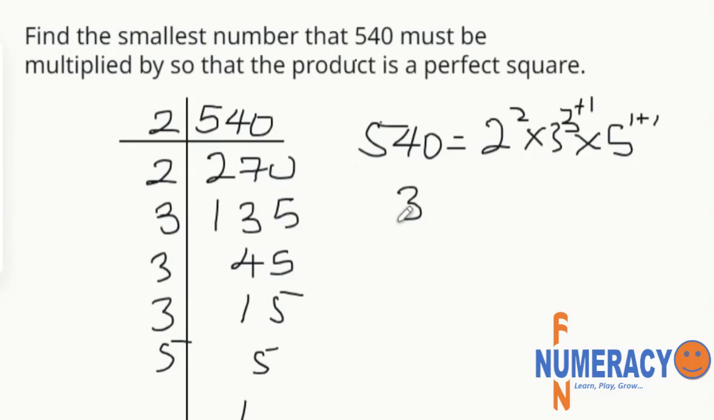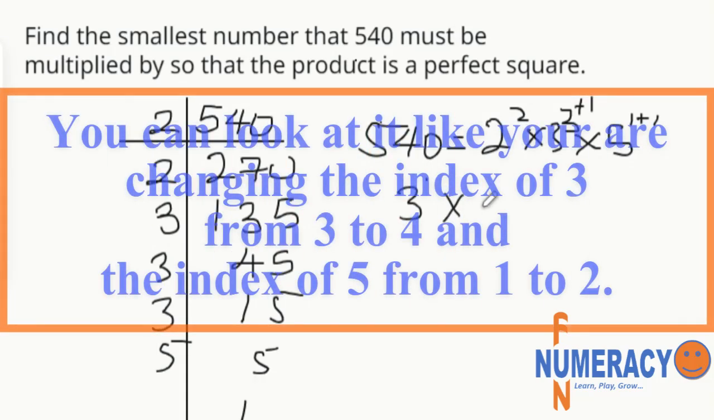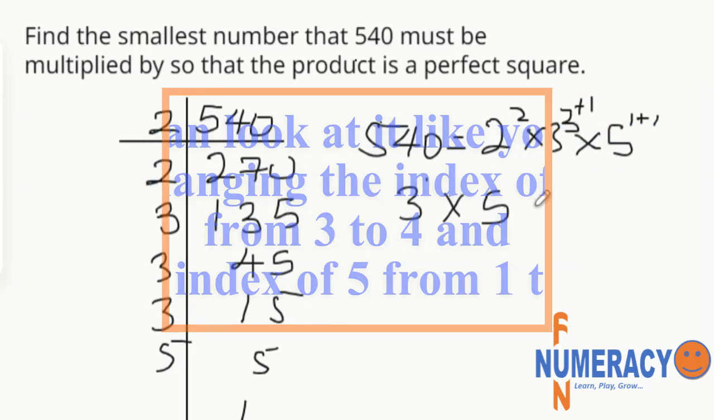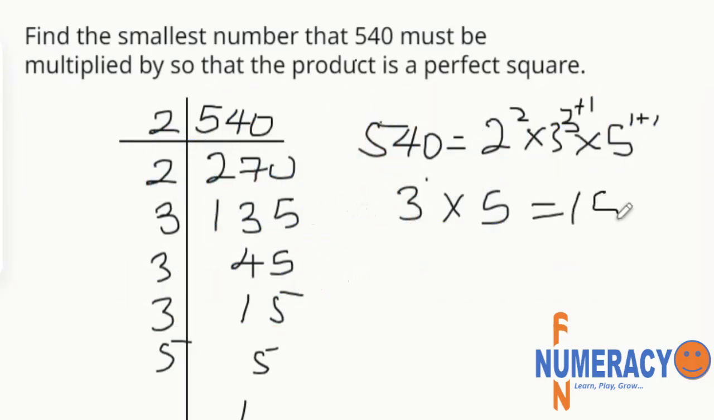So that will make it what? We are going to have 3 times 5. That's what makes the perfect square. So 3 times 5 is 15. That's all. Okay, so 15 is the smallest number that can be multiplied to this to make it a perfect square.